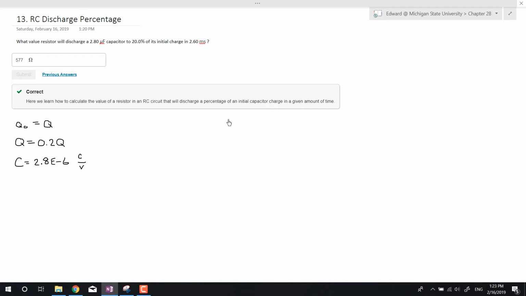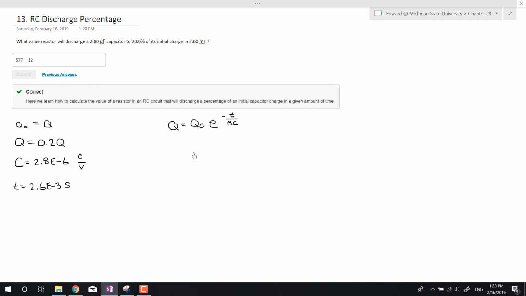So now we can use the equation as we used before. Q is equal to Q naught e to the minus time over tau, which is just RC. And then let's go ahead and we have the time. That's 2.6 e to the minus 3 seconds. So we're looking for the value of the resistor, which is R.